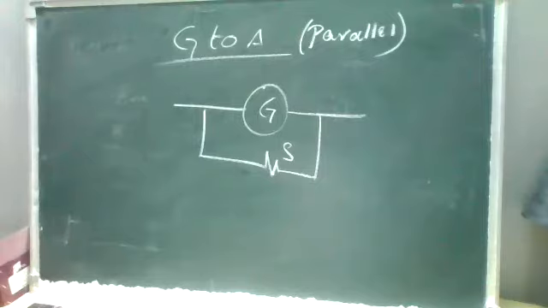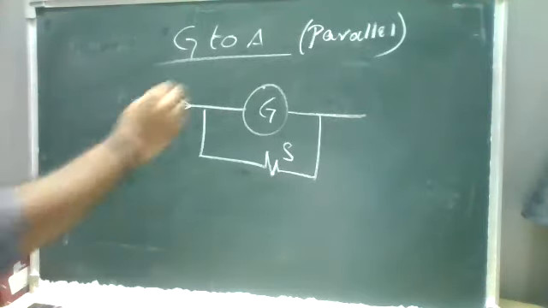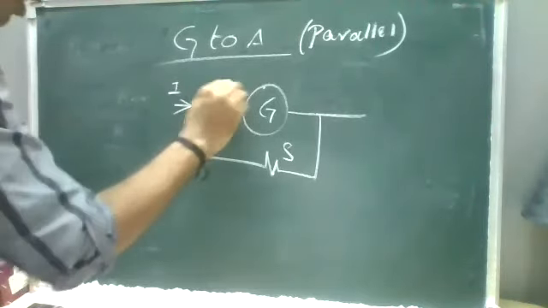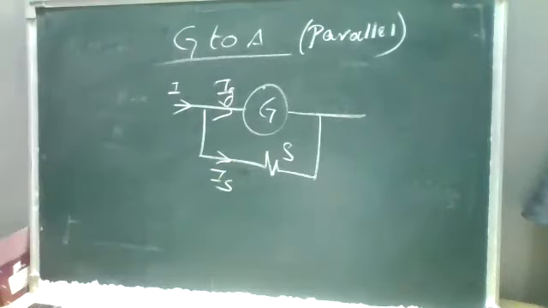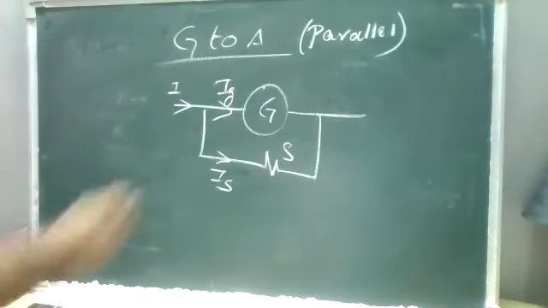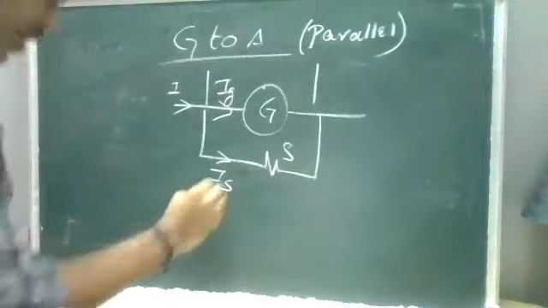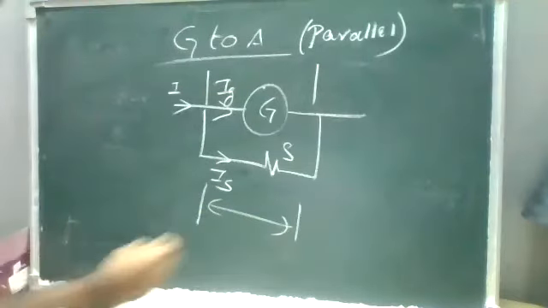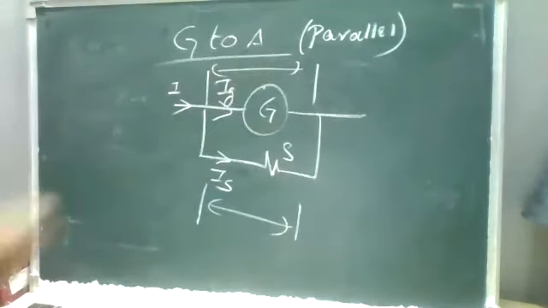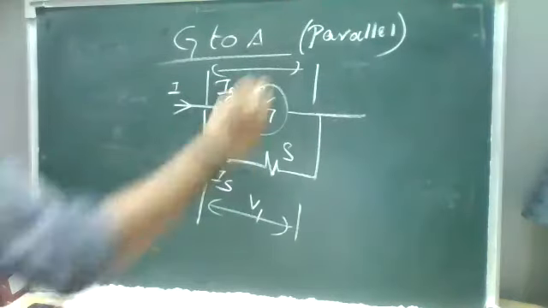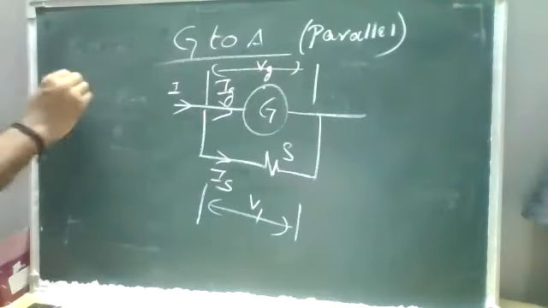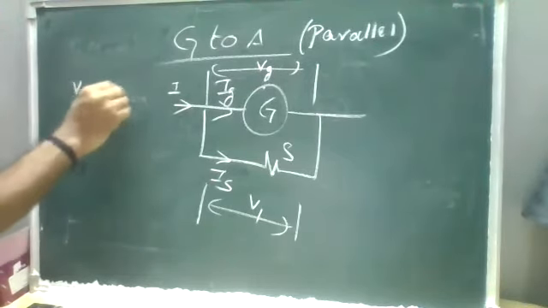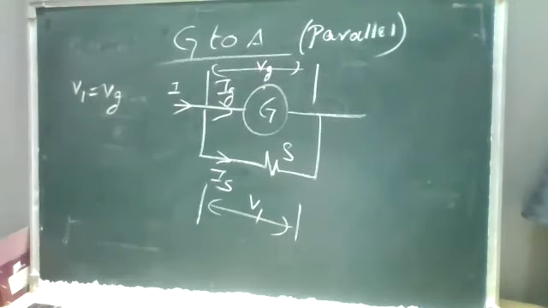Now, I am allowing a current to flow. In the galvanometer there will be some current passing through it, and in the resistor there will be some current passing through it. If you see, the galvanometer and the small resistance are both parallel to each other. In parallel, the voltages are the same. So this one I take as V1 and this one as VG. Both voltages are the same. Now V1 is equal to VG, correct?